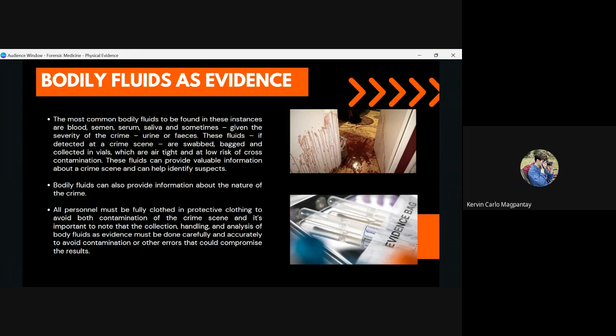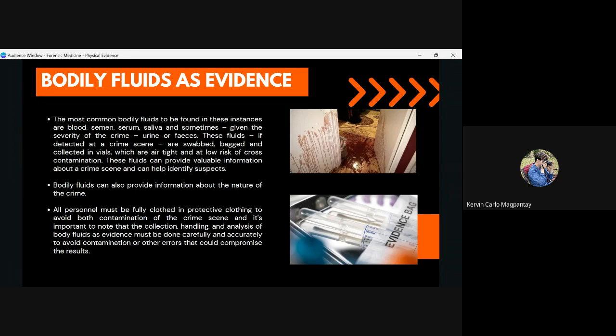Another very important example here is that halimbawa, sa isang crime scene, may na-discover silang semen or human semen. Now, yung semen na yun could provide information to the investigators na may possibility na may nangyaring sexual acts or worse, rape na nangyari kaya merong semen doon. Those are just one of the examples of how bodily fluid provides information about the nature of the crime.